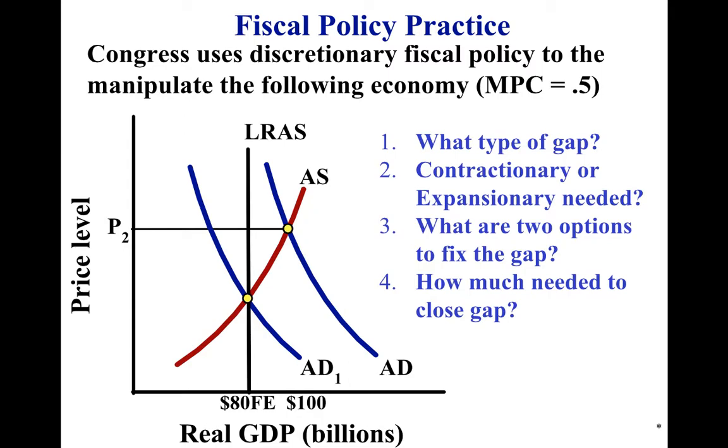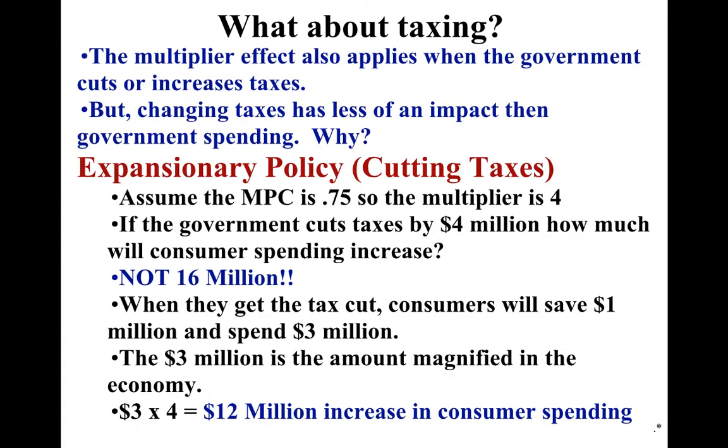So we want to close the gap by negative 20. So see the difference between 80 and 100. So negative 20. MPC is 0.5, so MPS is 0.5. So 1 over 0.5 is 2. So X times 2 equals negative 20. So we need to decrease spending by 10 billion. Very good. All right. But what about taxing?